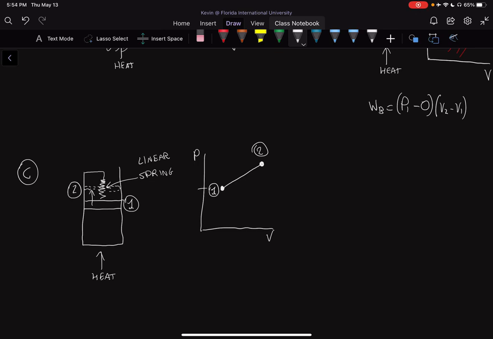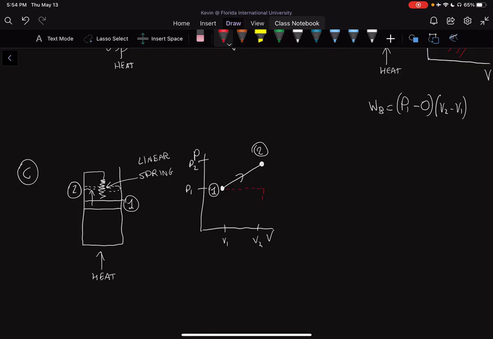And so we would have a pressure 1 that would be lower than pressure 2, and volume 1 is lower than volume 2. Okay, but this is a special case with a spring. And how would you find the area under the curve? Well, you can just use very simple geometry. This is a straight line.